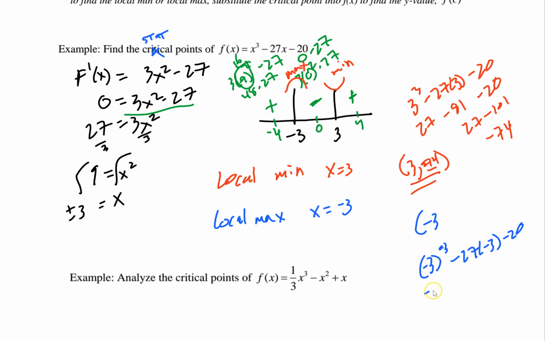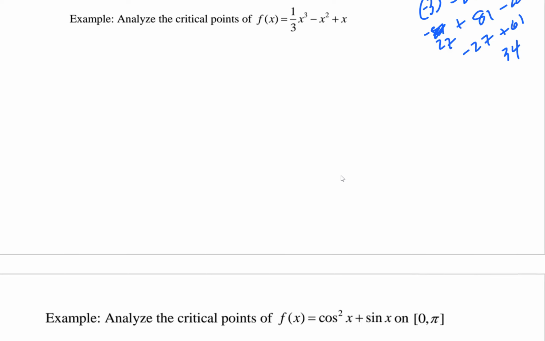This is a negative 27, right? Odd power keeps the sign. 2 negatives make a positive, so positive 81. And then minus 20. So negative 27 plus 81 is 54, minus 20, that's 34. So 34. Right? It makes sense. Local min has a low y value, local max has a high y value. And that's the idea for local max and min. It's a general consensus. Let's do another example.